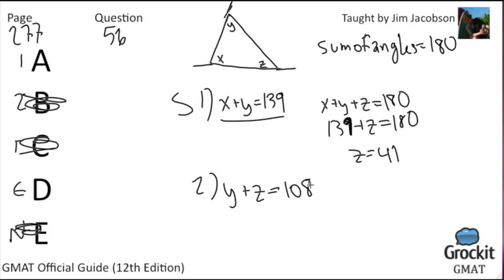And again, for the reasons we just described, this isn't going to be sufficient. Knowing what y plus z equals can tell us what x equals. X equals 72. But without knowing, y could be 1 and z could be 107. Or they could each be 54. We have no way of telling respectively what y and z are. We just know that x is 72 degrees. So this one, not sufficient, leaving answer choice A on its own as our lone sufficient answer.